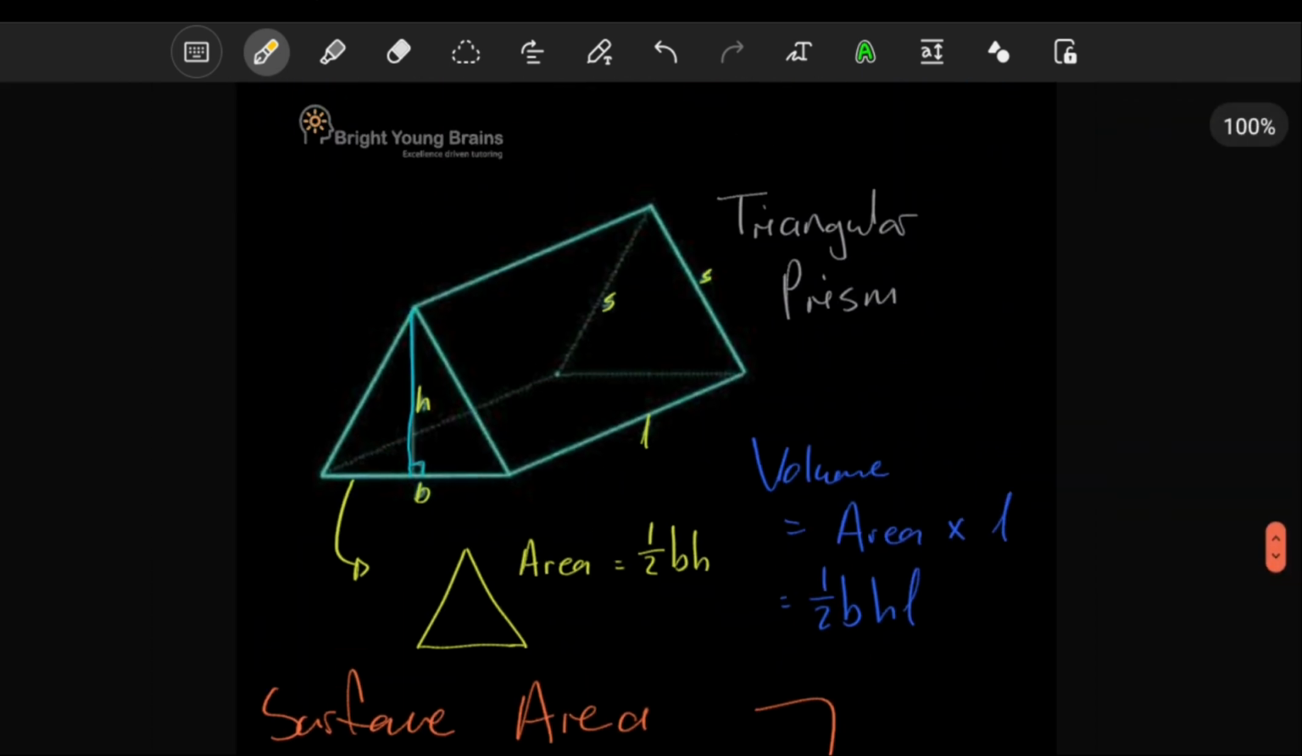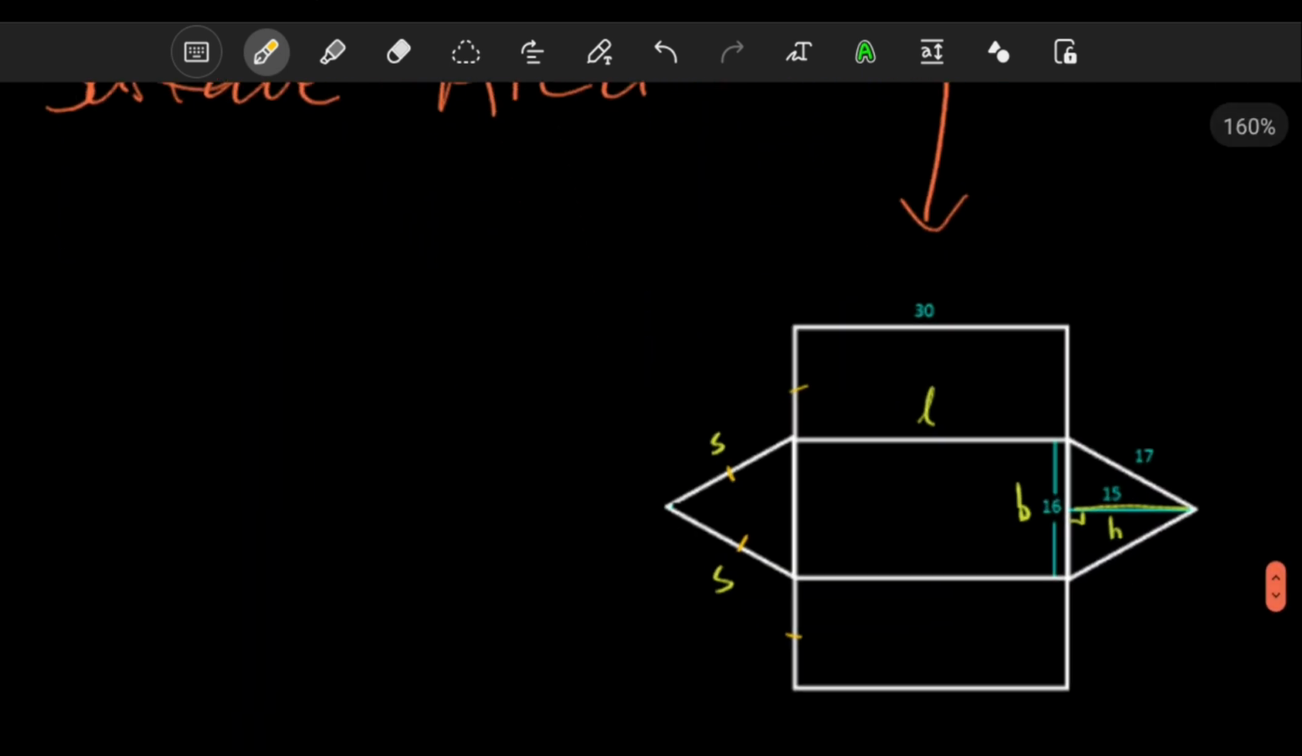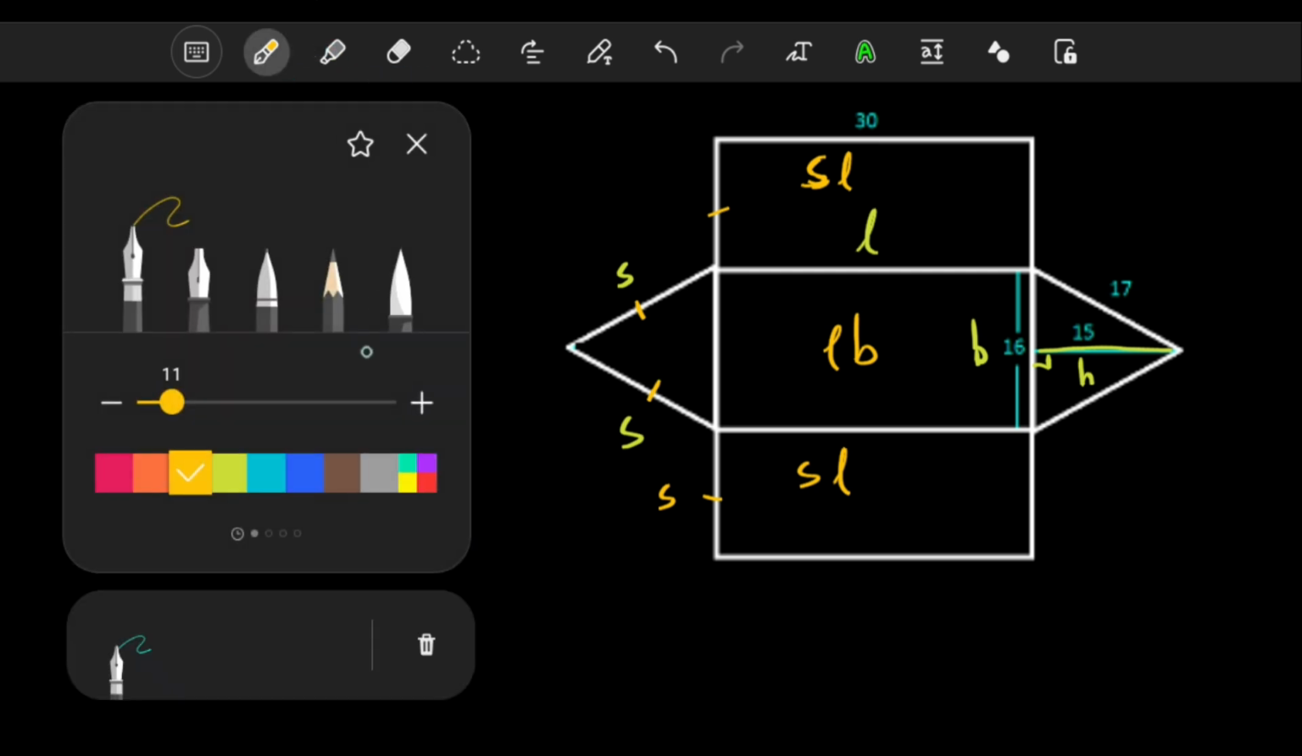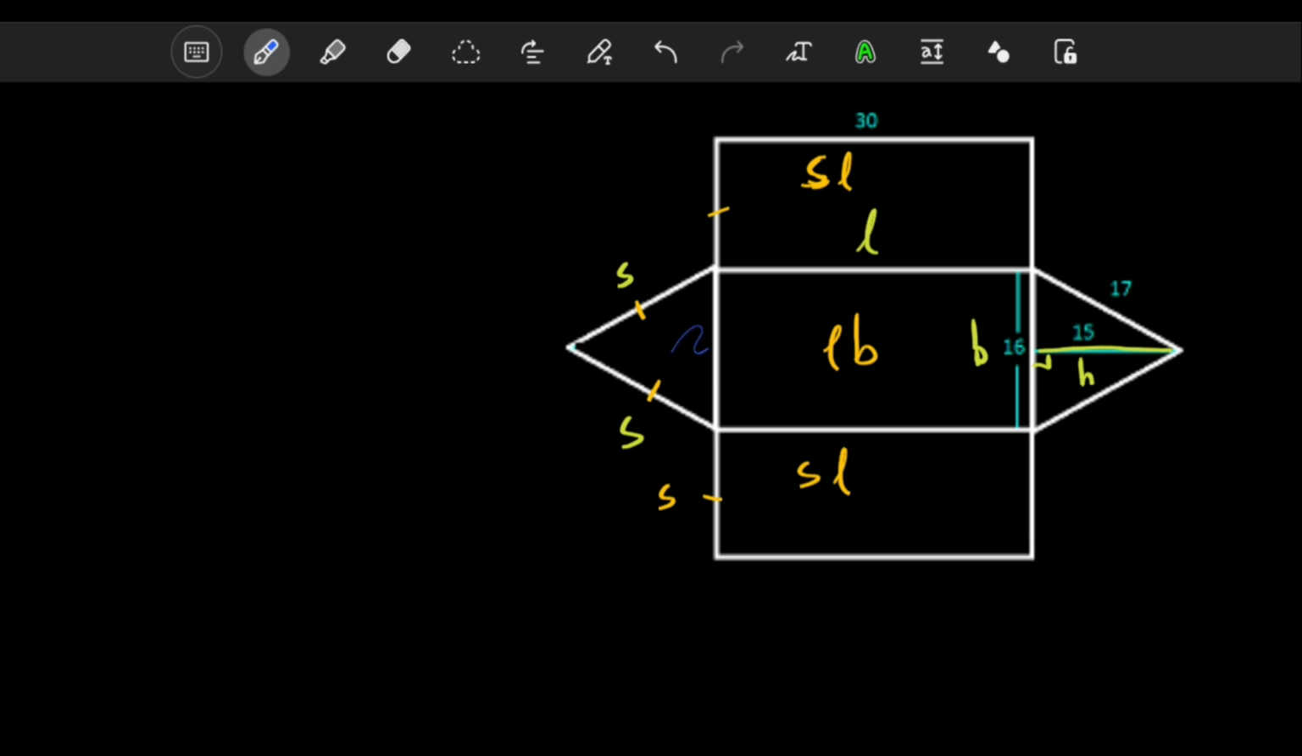If you open up this shape, the slanted height goes with the triangle in front, and it goes with the rectangle on the side. So technically, the area here would just be S as well. The area here is just S, the slanted height, times L. The area in the middle is just length times breadth. And the area of each triangle over here, as we just mentioned, is half base times height.